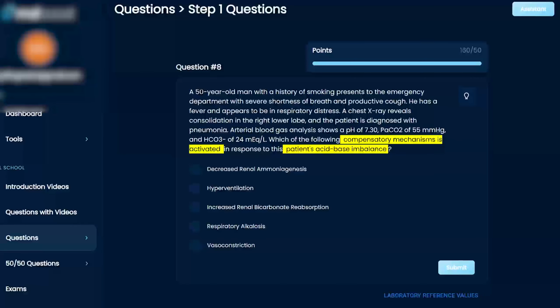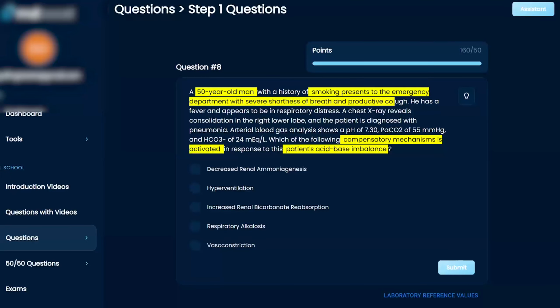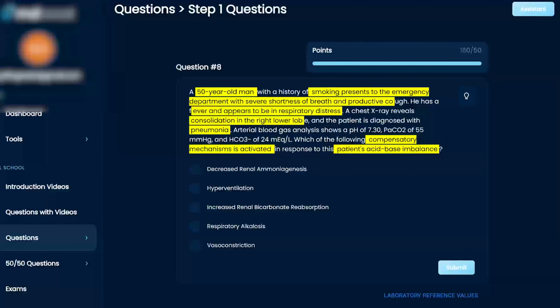A 50-year-old man with a history of smoking presents to the emergency department with severe shortness of breath and productive cough. He has a fever and appears to be in respiratory distress. A chest X-ray reveals consolidation in the right lower lobe, and the patient is diagnosed with pneumonia. Arterial blood gas analysis shows a pH of 7.3, PaCO2 of 55, and bicarbonate of 24. Which of the following compensatory mechanisms is activated in response to this patient's acid-base imbalance?